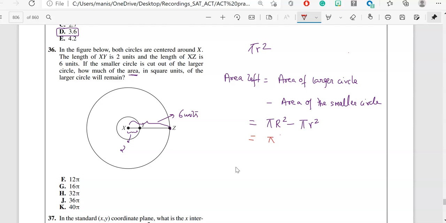So it will be pi, and this is your 6, so it will be 6 squared, minus pi, and it is your 2 squared. So this gives me 36 pi, and this gives me 4 pi. So when I subtract this, my answer is 32 pi. So when I look over here, my answer choice is H. This is the correct answer for question number 36.